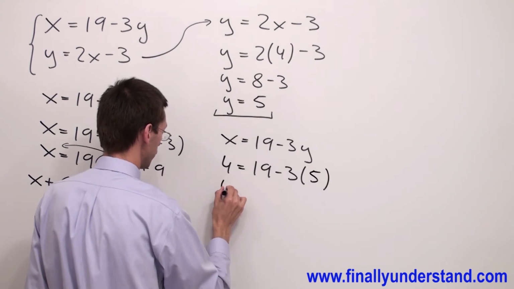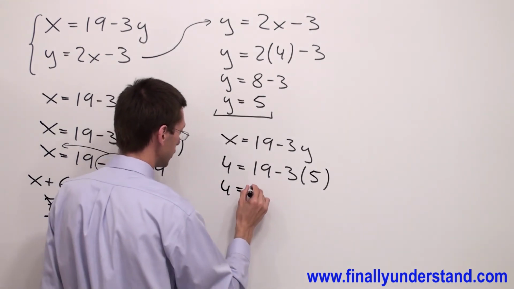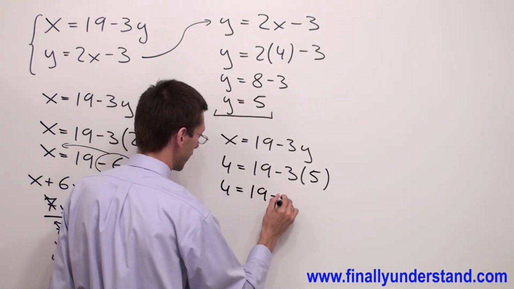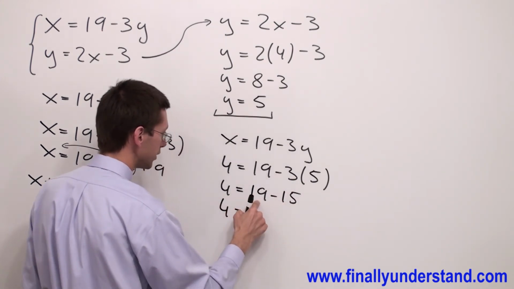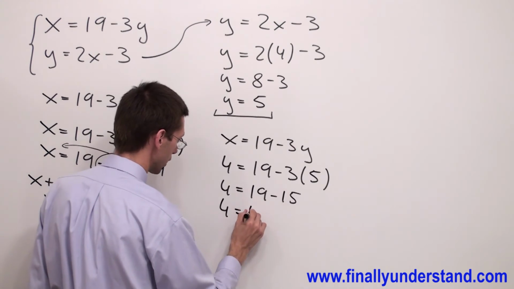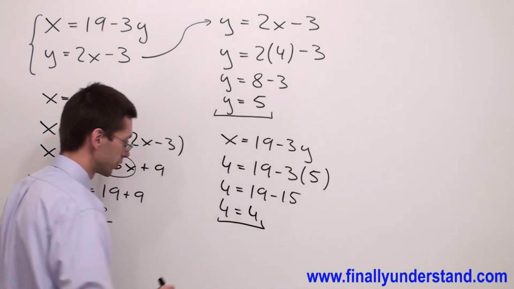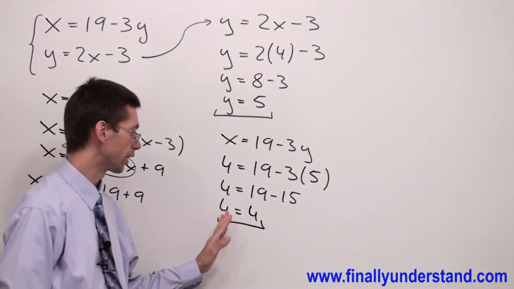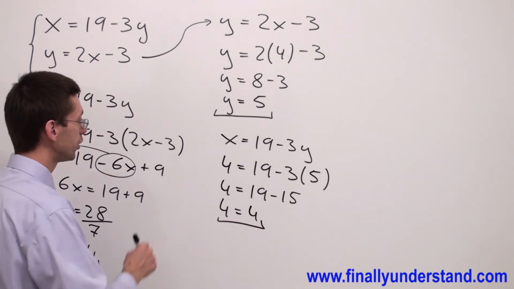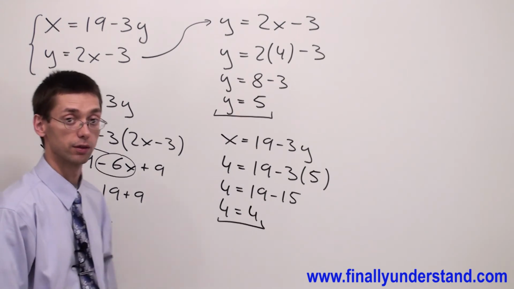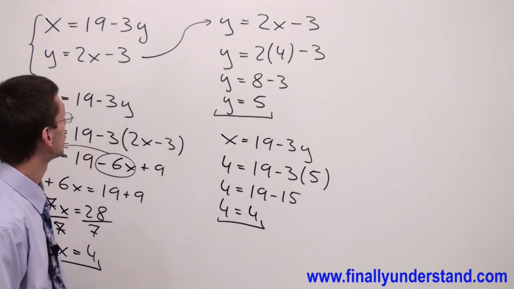So I have 4 equals 19 minus 15. 4 equals 19 minus 15, which is equal to 4. As you can see, the left side of my equation is equal to the right side. So the first equation works, okay? Now let's check the second one.